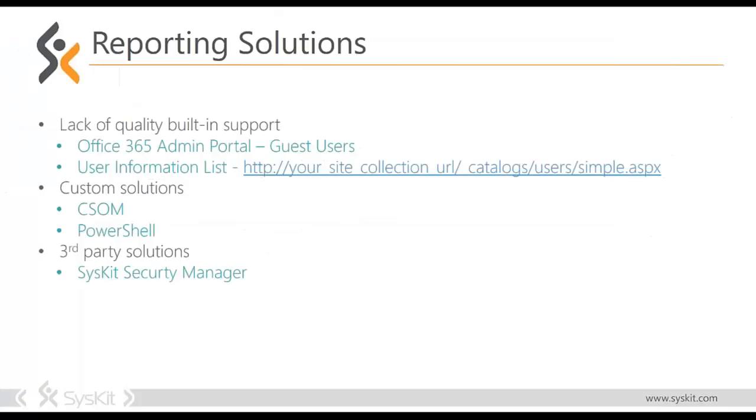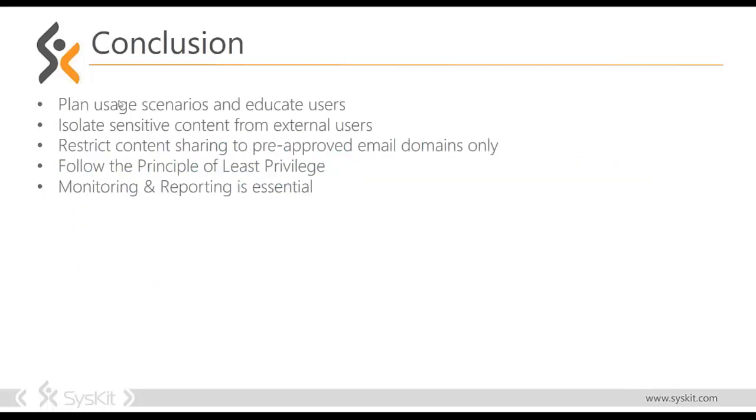Okay, let's go back to the presentation. So we've seen the reporting capabilities, and now we can come to some sort of conclusion. So the first thing is that you definitely have to plan how you're going to use external sharing. Do you even need it? If you don't, just disable it. If you need it, who is going to use it? Which departments? And you need to educate those users. It's not likely that every department in the company will use external sharing.